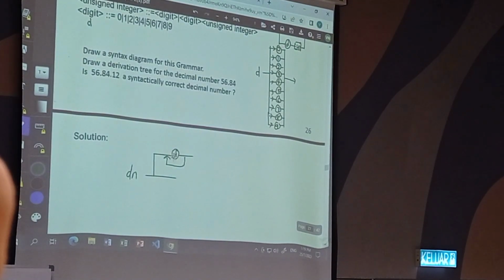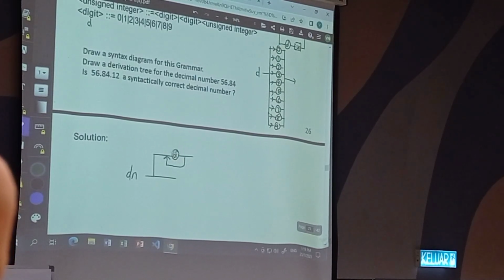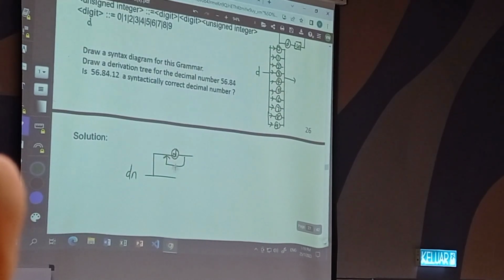Replace the digit with this 0 to 9 in your master diagram. I only write D here, but you cannot write D because the digit is not a terminal. In the master diagram, we cannot have non-terminal, remember? So, the digit here, you need to replace with all the 0 to 9.